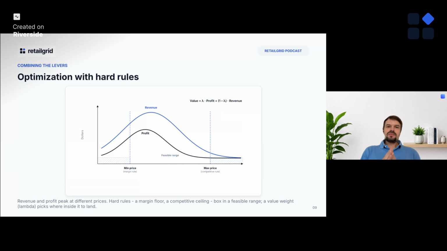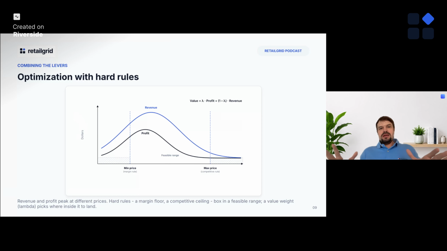In a perfect world, as in this picture, we have our market, our products, and our assortment, which allows us to balance between floor and ceiling, between minimum margin and market price. So we have room for profit. We have room to put the price which gives us the maximum profit.